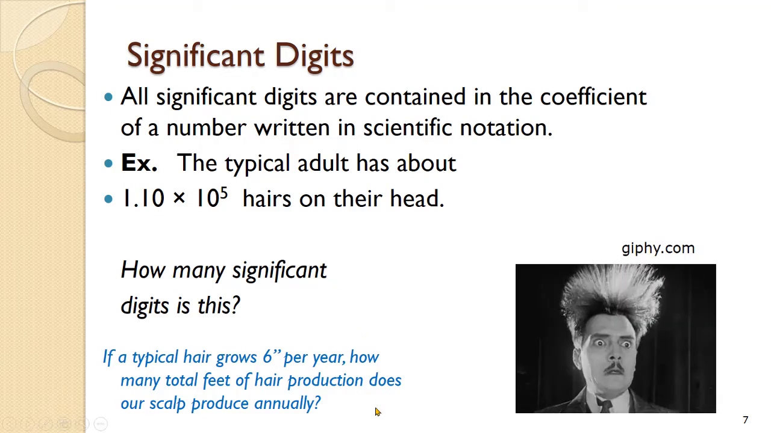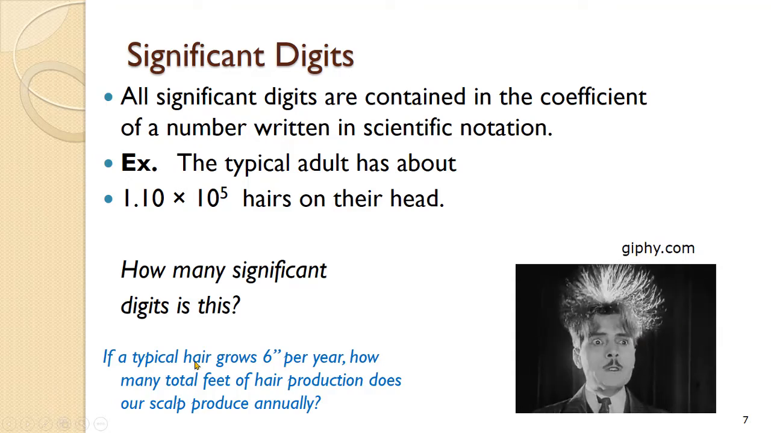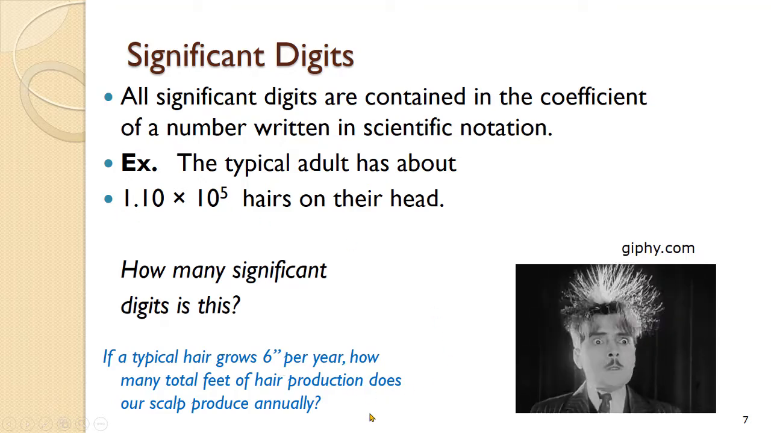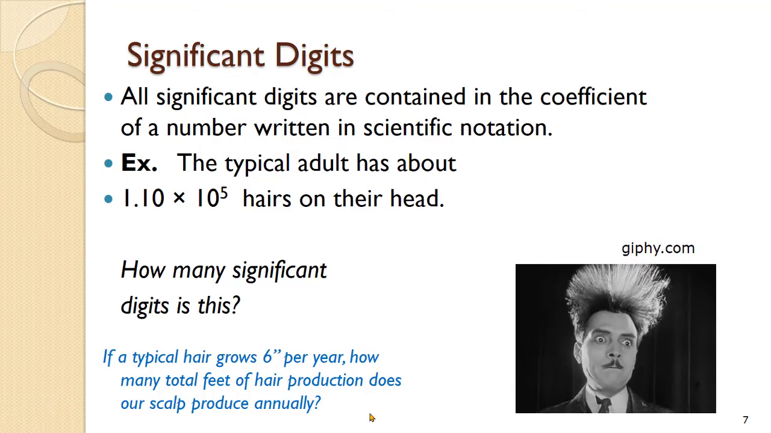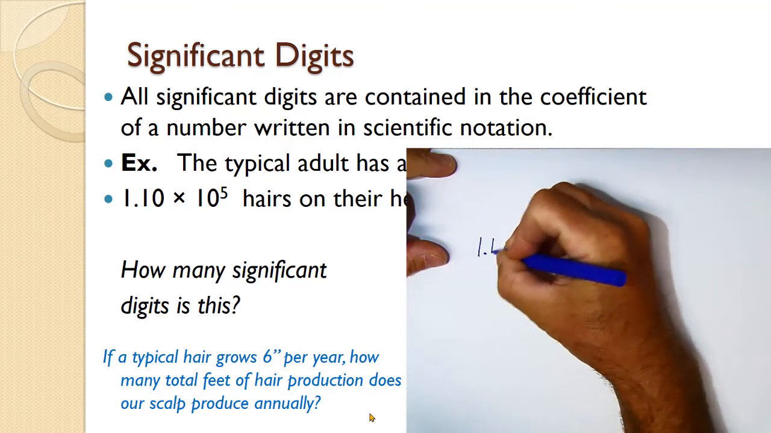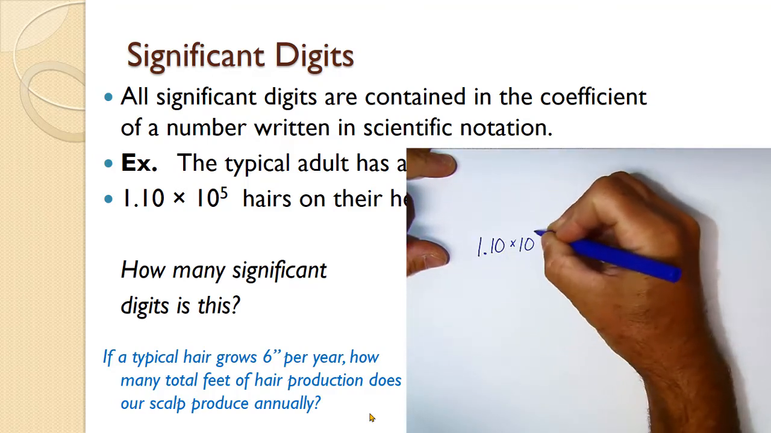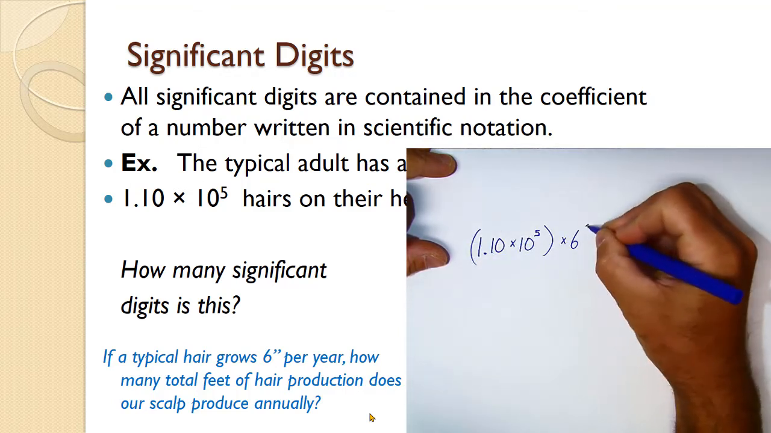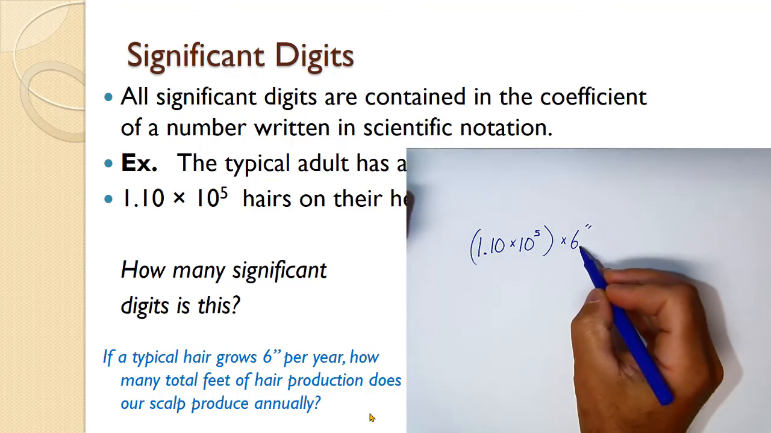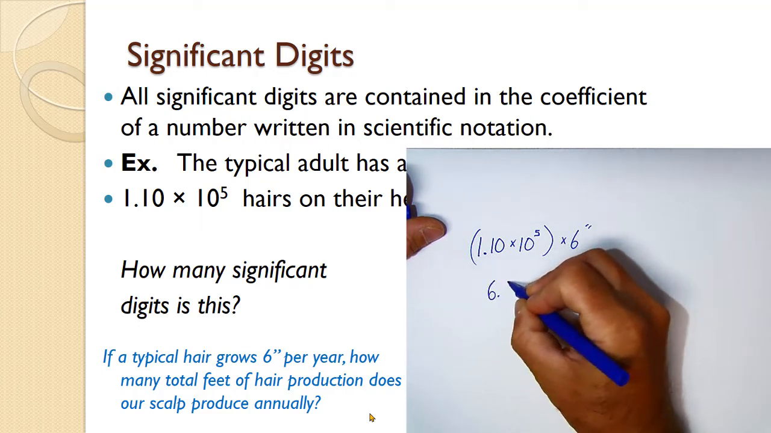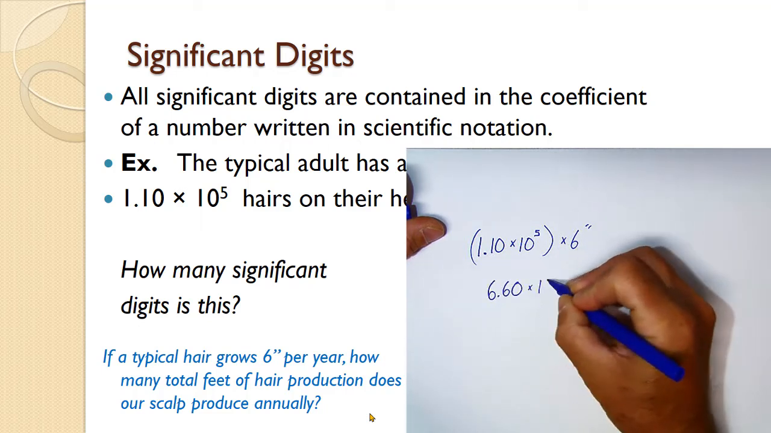Now, as a little exercise here, the average person's hair grows about 6 inches per year. So if they have this many hairs and every hair grows 6 inches per year, let's figure out how many total feet of hair somebody's scalp can produce each year. To do that, we're just going to take 1.10 times 10 to the 5th, that's how many hairs on a typical scalp, and we're going to multiply that by 6 inches. Now that 6 can be multiplied by our coefficient to become 6.60 times 10 to the 5th.